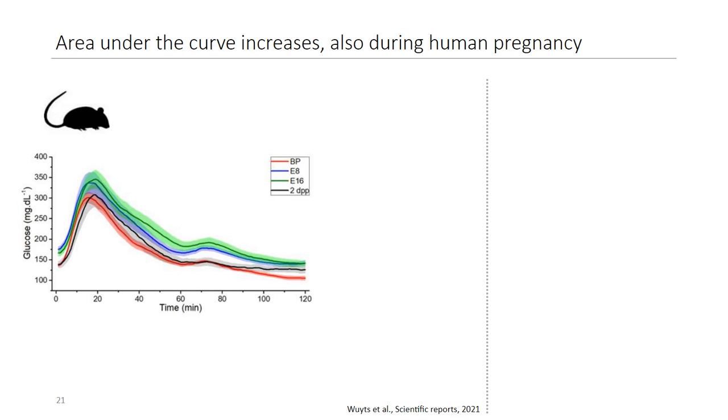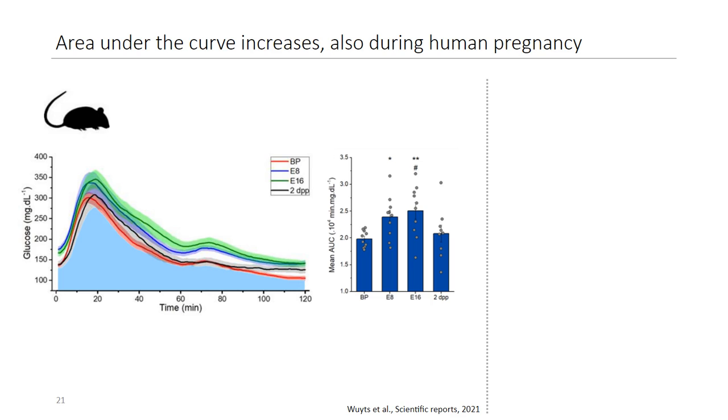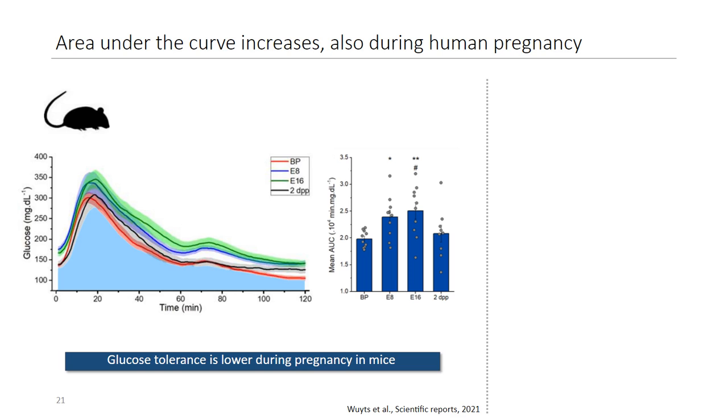If we then analyze these glucose tolerance tests, we first looked at the area under the curve, and we observed that there is an increase of area under the curve during pregnancy compared to before and after pregnancy. This means that the glucose tolerance is lower during pregnancy in healthy mice.